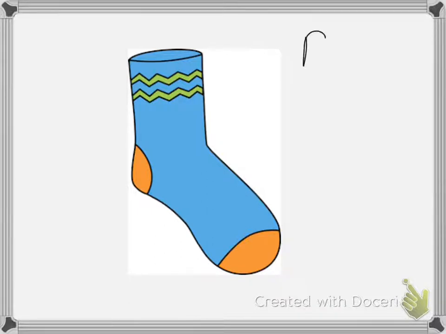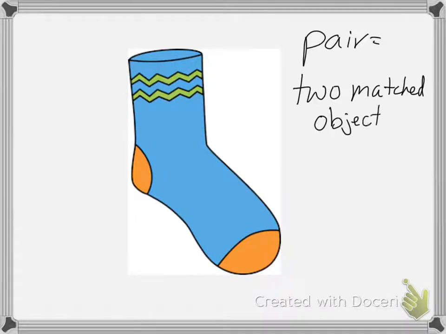The word pair means that I have two matched objects. Okay, so they have to be the same. I can't have like one earring and one sock. They have to be the same object. And each item has a partner.